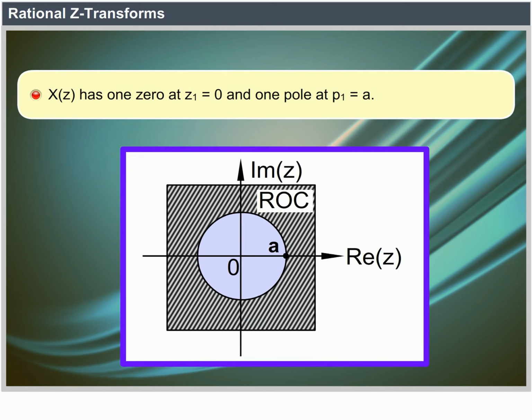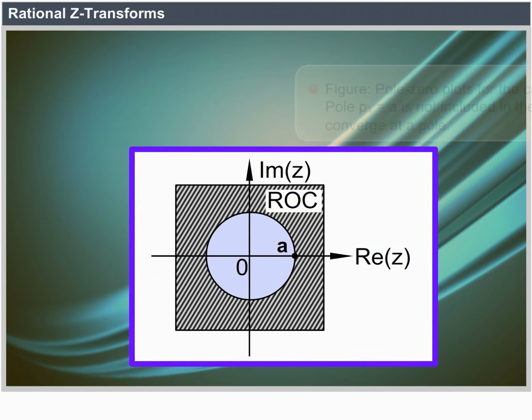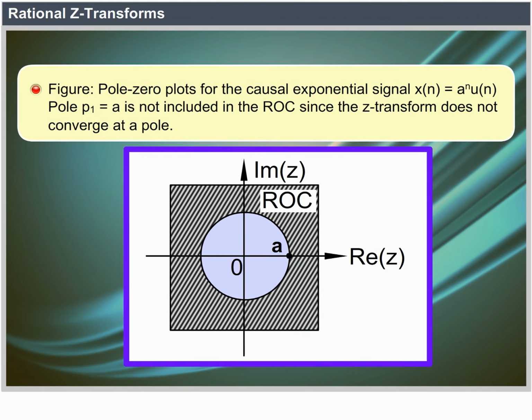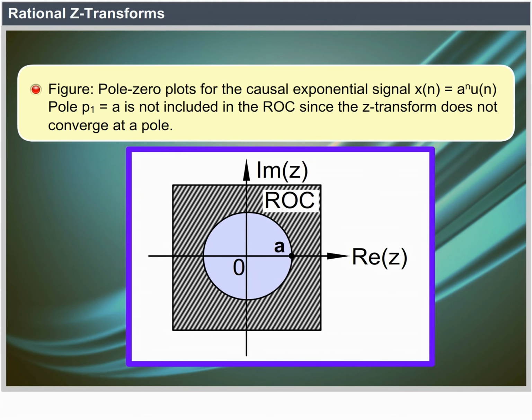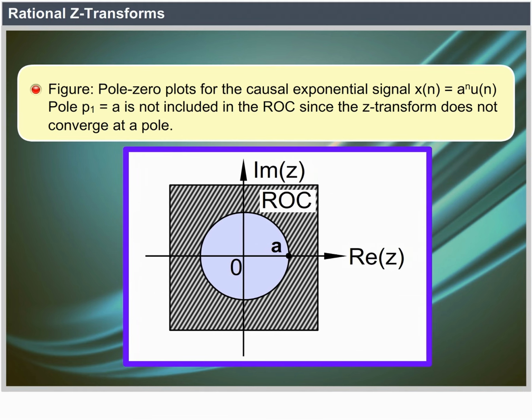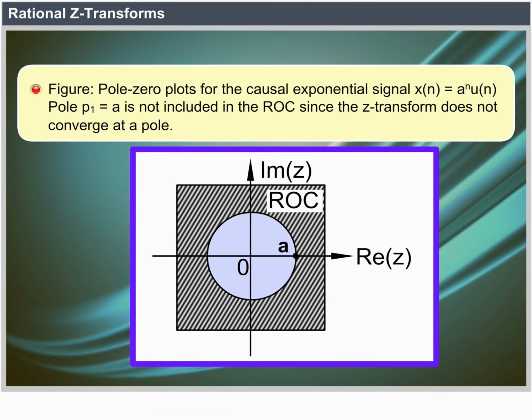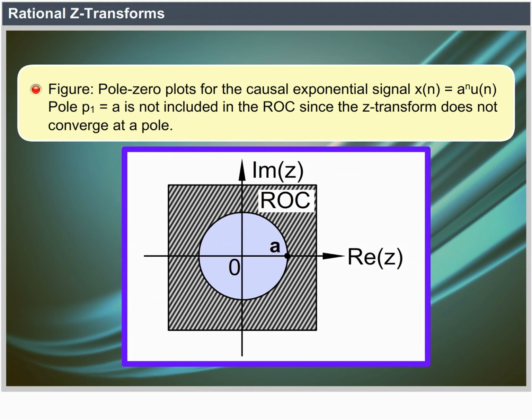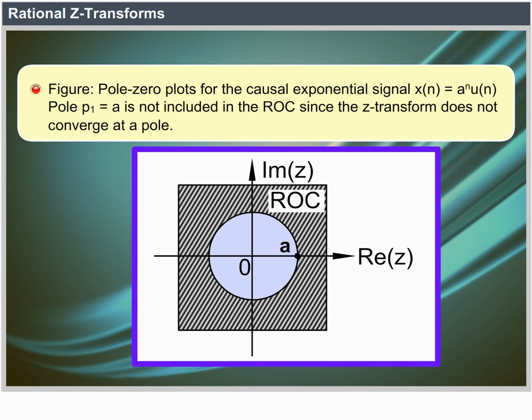Figure. Pole zero plots for the causal exponential signal x of n equal to a power n into u of n. Pole p1 equal to a is not included in the region of convergence since the Z transform does not converge at a pole.